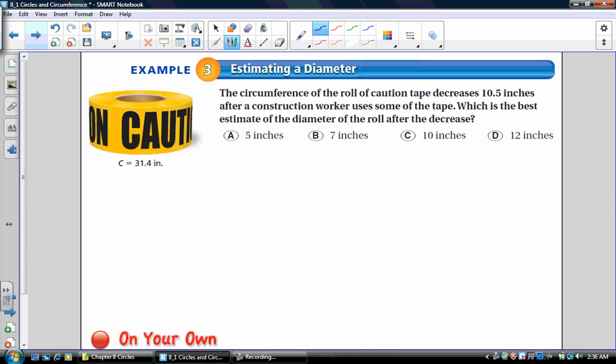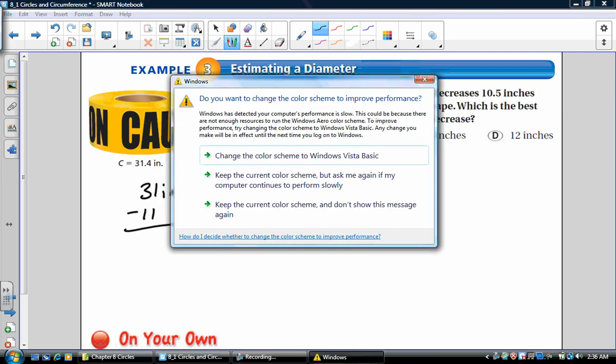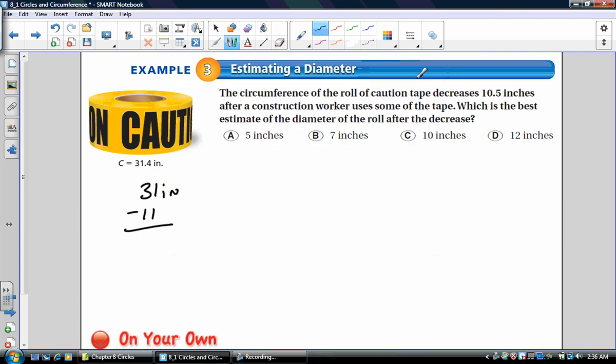All right. Let's continue. The circumference of the roll of caution tape decreases 10.5 inches after a construction worker uses some of the tape. Which is the best estimate for the diameter of the roll after the decrease? Well, this is about 31 inches. 10.5, that's about 11. So if we decrease that, 31 take away 11 is going to be 20 inches.